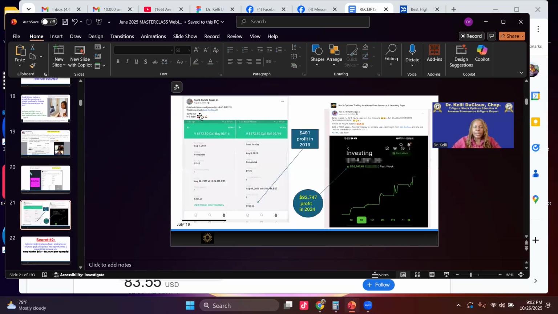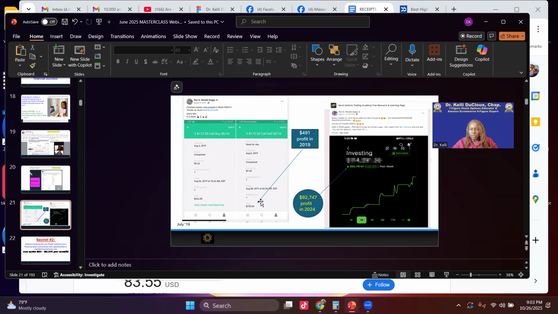This is what I mean. Look at these two things and let me break them down. This is the same person. This is Ron. Ron took my class. This is kind of hard to see, but it says August of 2019, and it says finished classes and jumped in head first. Thank you so much, Kelly DeClue. He made 201% ROI in 2 days on his very first trade. He invested $244 on August 4th, 2019, and cashed out 2 days later, August 6th, at $735.